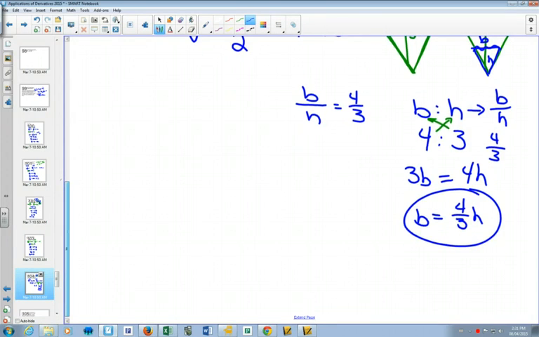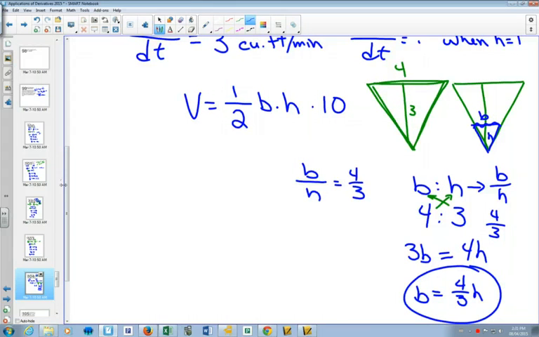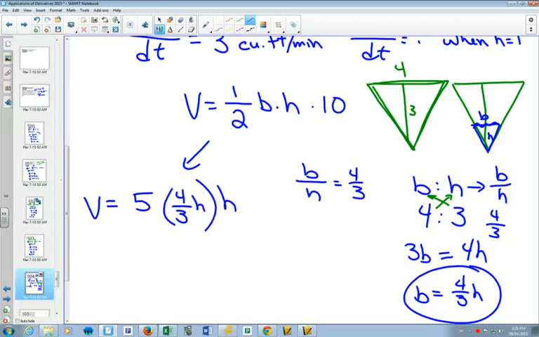So we need to use these similar triangles off to the side so that we can take our volume formula. I'm going to take the 1/2 and the 10 and make that a 5. Instead of the b, I'm going to write 4/3 h times h. Simplifying this further, I'm going to get that my volume is 20/3 h squared. Now I've got my volume formula in terms of height only.